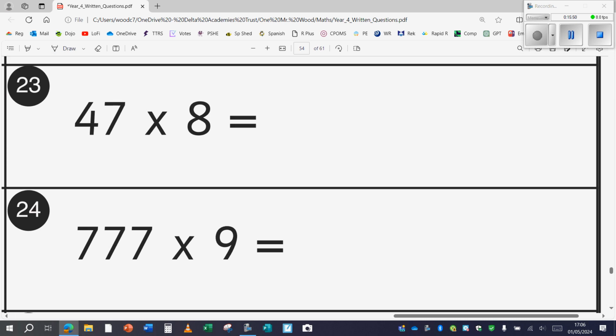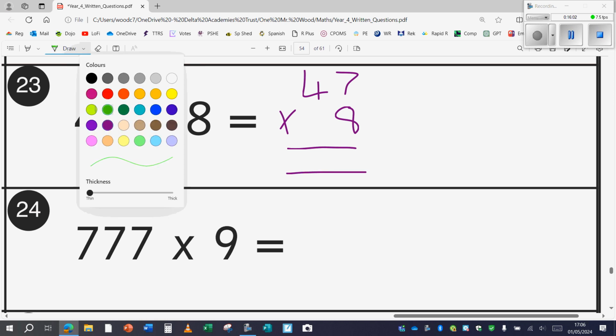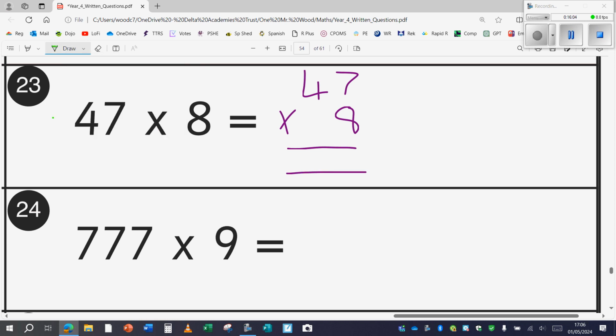For number 23, I've got 47 times 8. So I tell the children in here to set it up exactly as I do if they're getting it wrong. If they're not, they don't have to do all this extra stuff. That's fine, because they're showing that they understand it. But if they're getting this wrong every week, then they need to be shown exactly what I'm doing here. So set up as that, and then we do the bottom one times the top one, and I write that down so I can make sure I'm seeing that I'm doing everything properly.